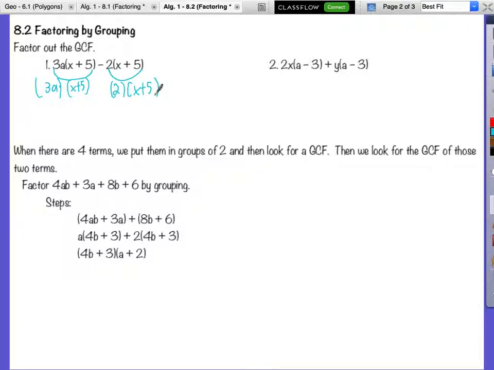So, comparing these two factors with these two factors, do we notice that they have any of the same factors? The x plus 5s are the same. So that's a common factor, and as a matter of fact, it's going to be our greatest common factor. So our GCF here is going to be x plus 5, that whole thing, because this first part has an x plus 5 as a factor, and this second part has an x plus 5 as a factor.